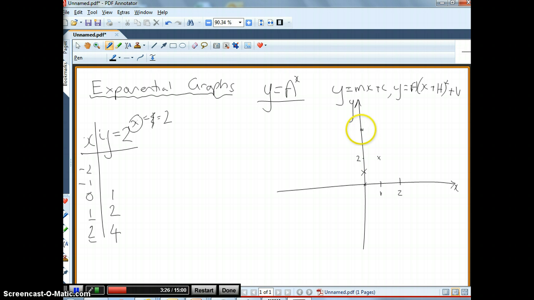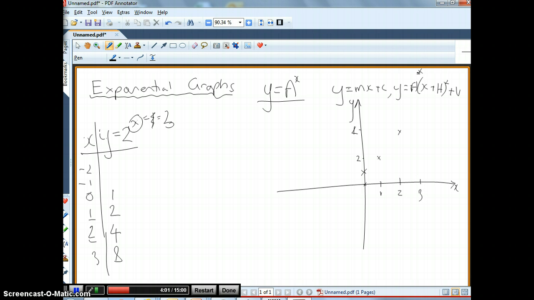You can kind of see why we call it exponential, because it's going to grow quite quickly. When x is equal to 3, what's 2 times 2 times 2? 8. Because 2 to the power 3 is 2 times 2 times 2. 2 times 2 is 4, times 2 again is 8. So at 3, my graph's not even big enough for it. It would be way up there.